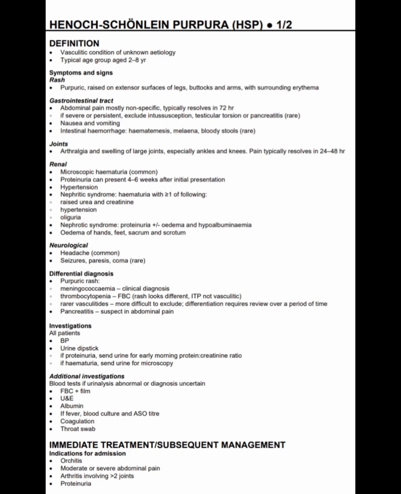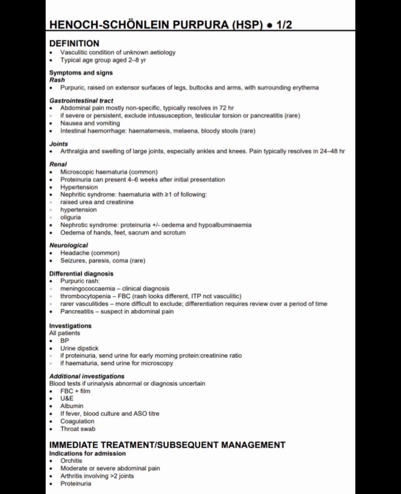Differential diagnosis of Henoch Schonlein purpura. What are the differential diagnoses? With a purpuric rash: meningococcemia, which is a clinical diagnosis; thrombocytopenia, check full blood count, the rash looks different than ITP, not vasculitis. Rare vasculitis is more difficult to exclude, and differentiation requires review over a period of time. And pancreatitis, suspect if abdominal pain.